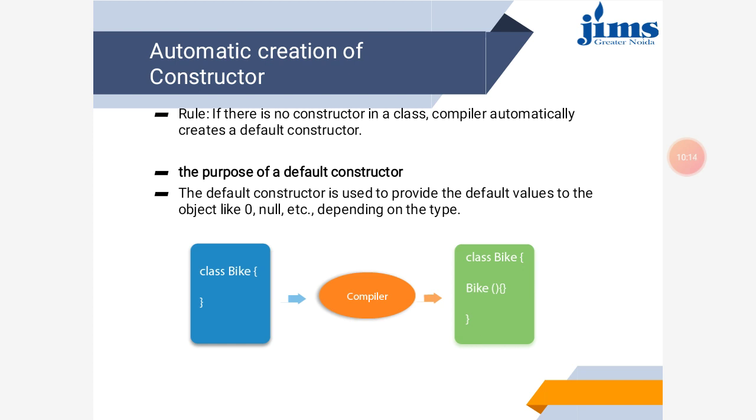Automatic creation of constructor. Suppose we have not mentioned any constructor in our program. Say there is one class, say Bike, and it is not mentioning any constructor. Then the compiler by default adds one constructor in this program, and that will be the default constructor, and the values which will be given to instance variables are default values.